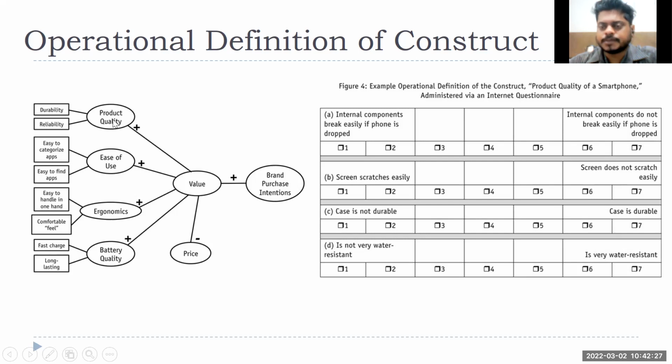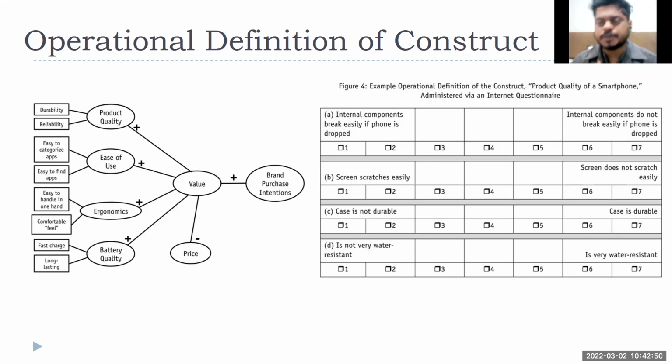So now what happens? I have to create questions to measure product quality, ease of usage, ergonomics, battery quality, and price. And that is where your questionnaire preparation comes into the picture. Once I know that these are the few things I'm trying to measure, I'll try to create questions. Sometimes, somebody has already done research, and somebody has built a scale for you.